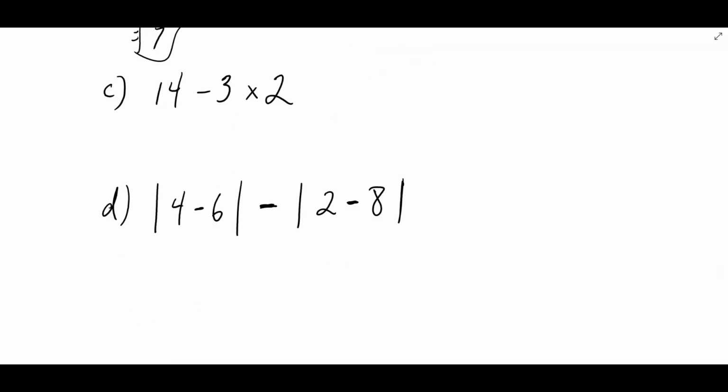Okay, so here are 2 more to practice. If you want to pause the video again and practice those, follow the correct order of operations. Also remembering that in D, I've included not brackets, but absolute value symbols.